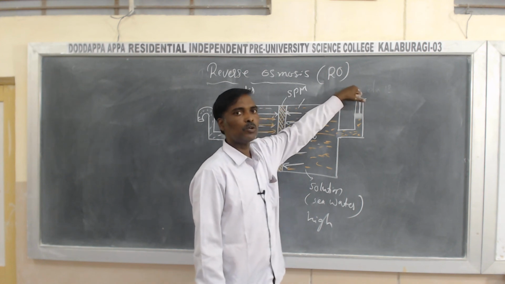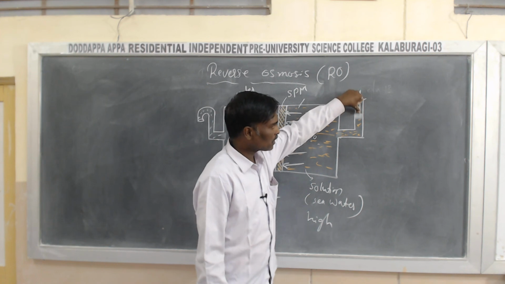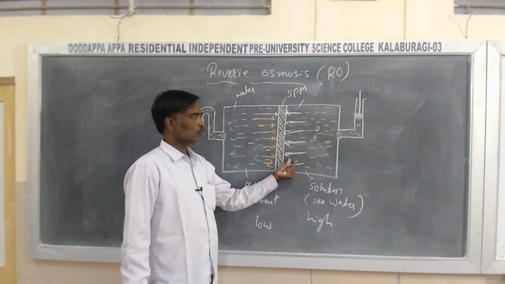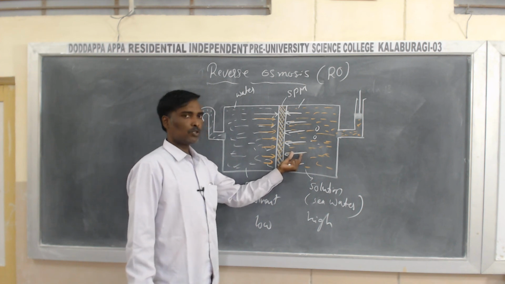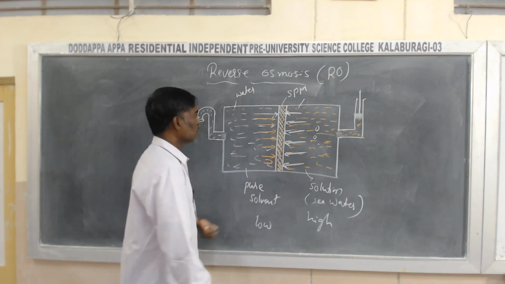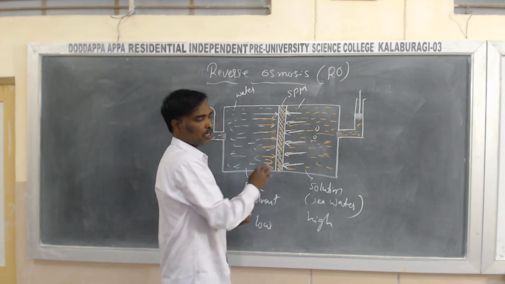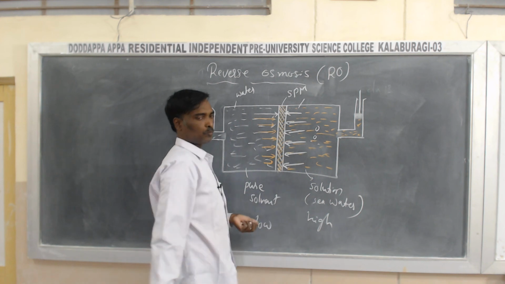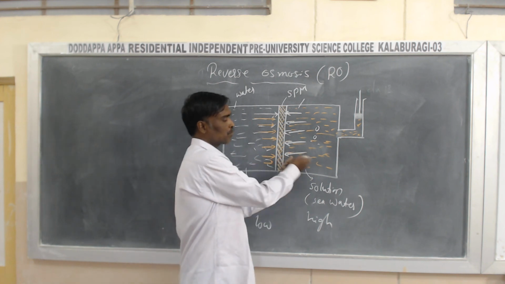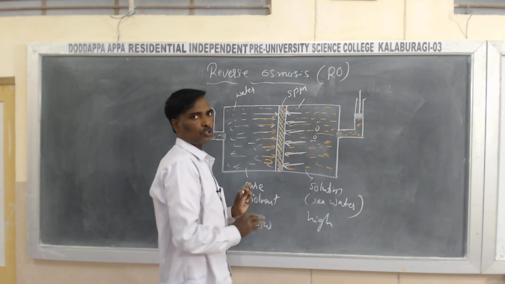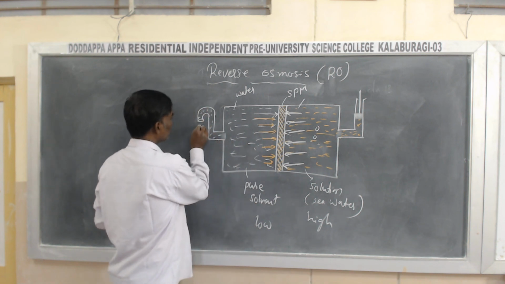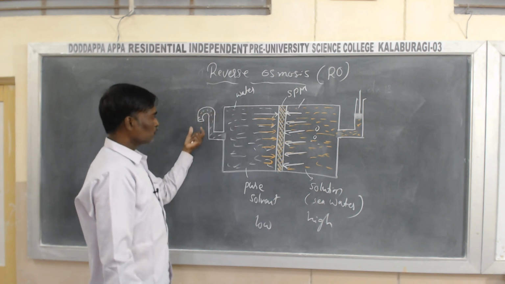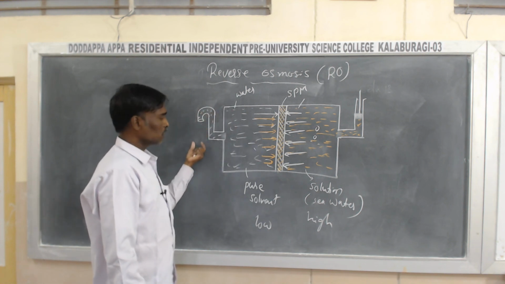The pressure should be more than its osmotic pressure. By increasing the pressure on the solution, the movement of the solvent molecules takes place through the semi-permeable membrane. The semi-permeable membrane allows only solvent molecules to move, not the solute. Like that the salt has been separated from the pure water. So only the solvent molecules move and that pure water, or pure solvent, is collected here.